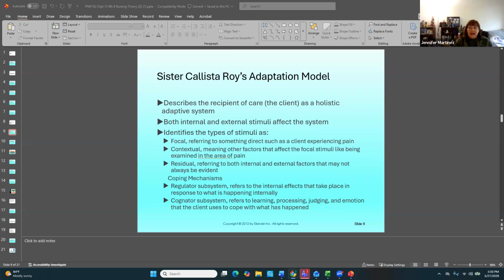Then we have two more. We have Sister Calista Roy. She developed her adaptation model. She describes the client as a holistic adaptive system. She said that both internal and external stimuli affect the system, which we understand. So the following types of stimuli.